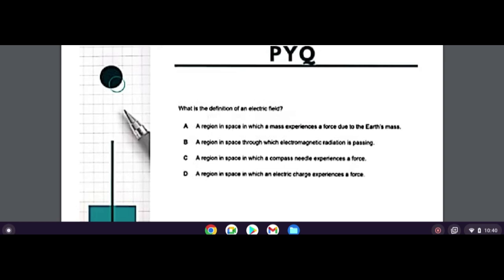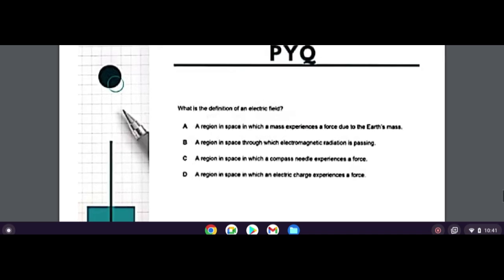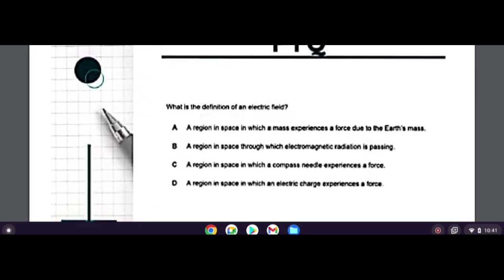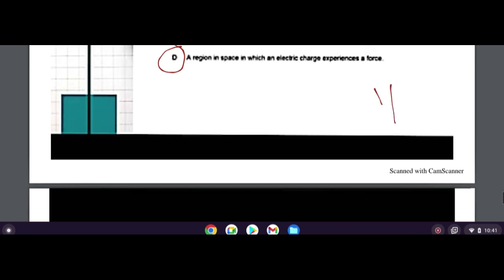Okay. What is the definition of an electric field? A: A region in space in which a mass experiences a force due to the Earth's mass. B: A region in space through which electromagnetic radiation is passing. C: A region in space in which a compass needle experiences a force. D: A region in space in which an electric charge experiences a force. Choose the correct option. Option D. A region in space in which an electric charge experiences a force. Very good. That is the correct option. So I will give you marks as well because we are doing the quiz, is it?